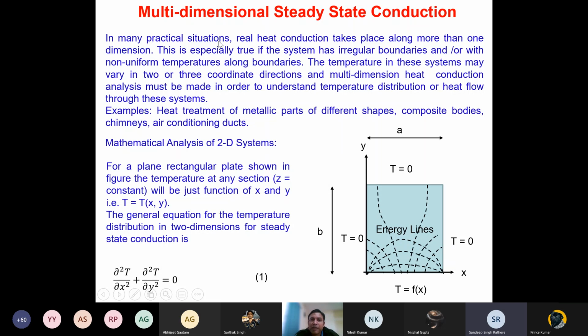Okay, so in a real practical situation, heat conduction takes place along more than one dimension. This is specifically true if the system has irregular boundaries and/or non-uniform temperature along the boundaries. The temperature in these systems may vary in 2 or 3 coordinate directions, and multi-dimensional heat conduction analysis must be made in order to understand temperature distribution or heat flow through the systems. We see this type of situation mostly in cases where there are different shapes of metallic objects, or even composite bodies like chimneys or air conditioning ducts, etc.